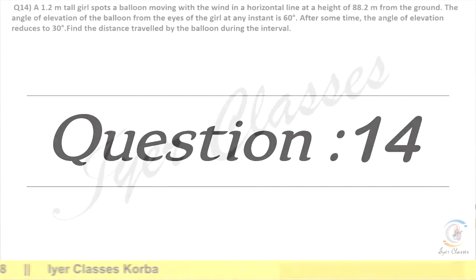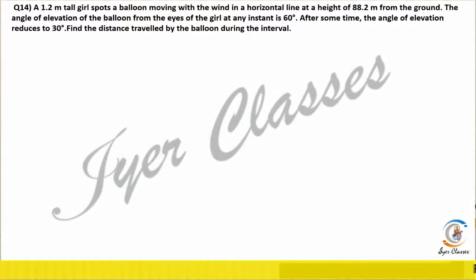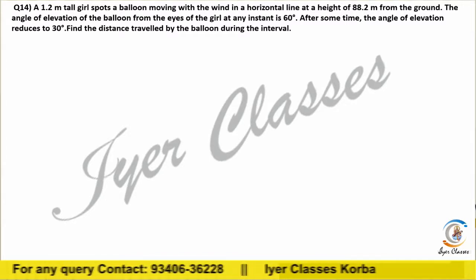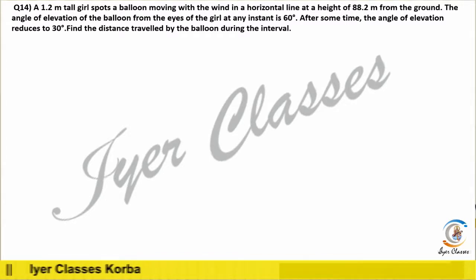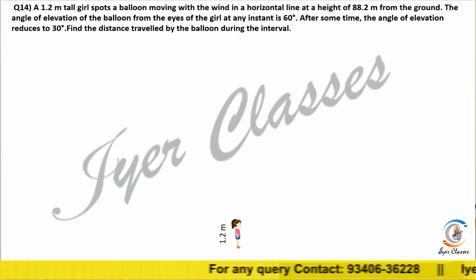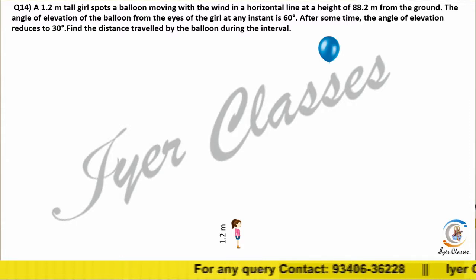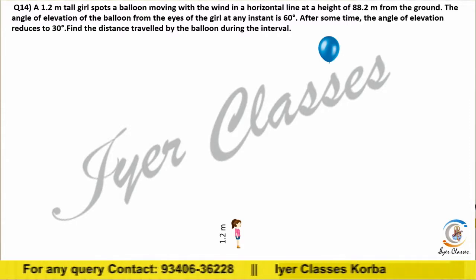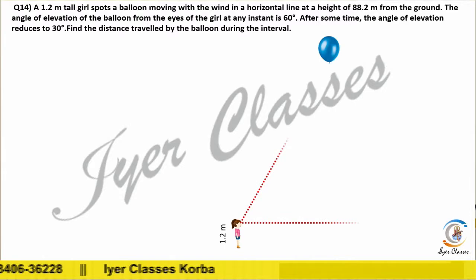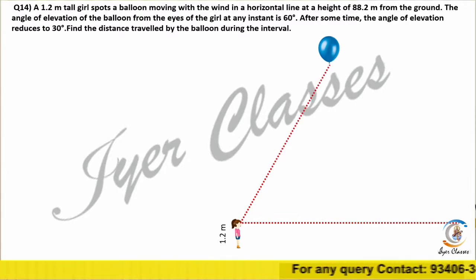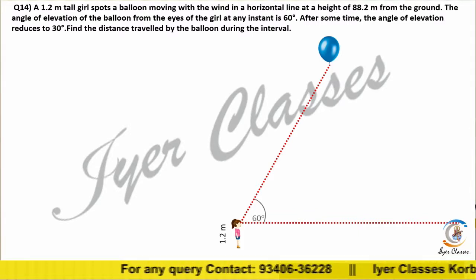Let us move on to question number 14. In question number 14, you see a 1.2 meters tall girl spots a balloon which is moving with the wind. You have got the little girl here. Her height is 1.2 meters. She sees a balloon which is moving with the wind at the height of 88.2 meters from the ground. The angle of elevation of this balloon from the eyes of the girl at any instant, we are observing it, is equal to 60 degrees.